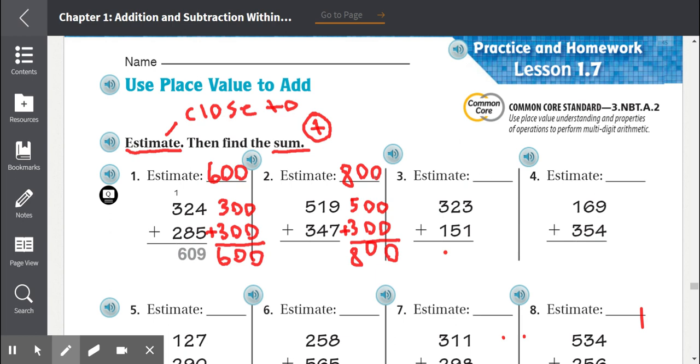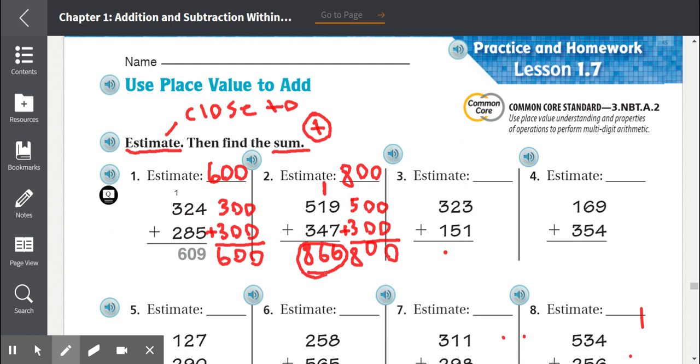9 plus 7. We're going to add the ones first. 9 plus 7 is 16. We carry our 1. 1 plus 1 is 2. 2 plus 4 is 6. Now we add the hundreds place. 5 plus 3 is 8. So our actual answer is 866. And our estimate is 800.